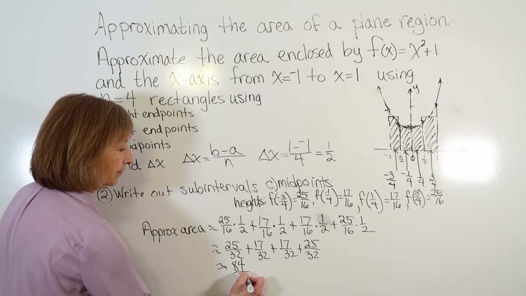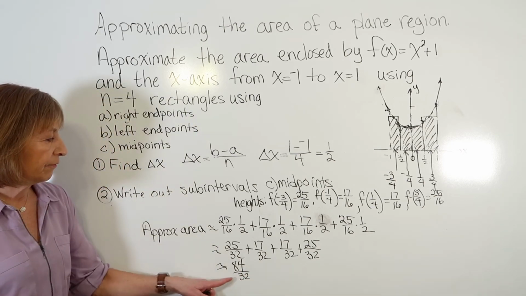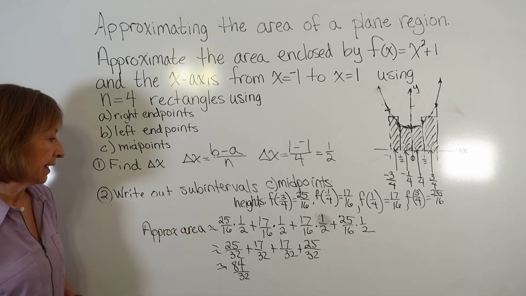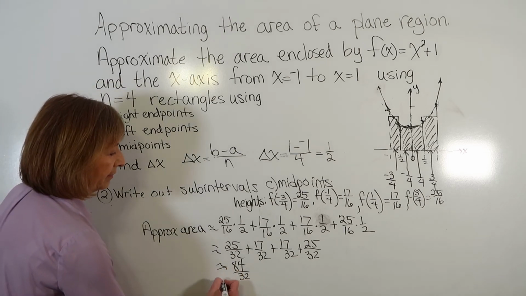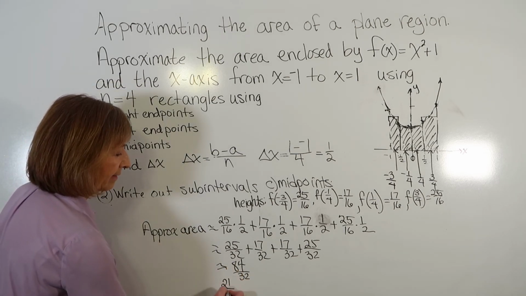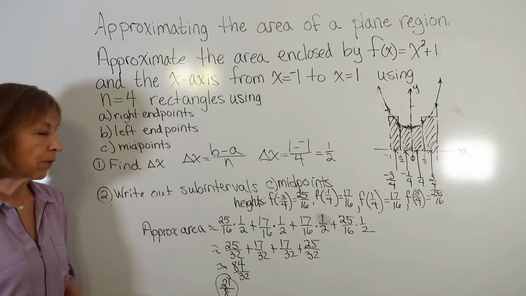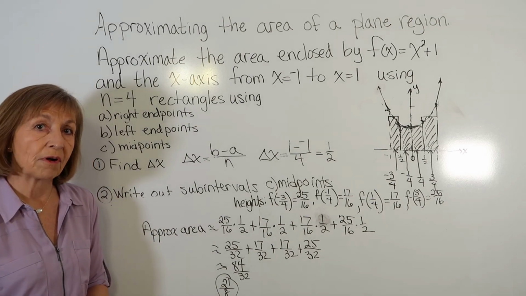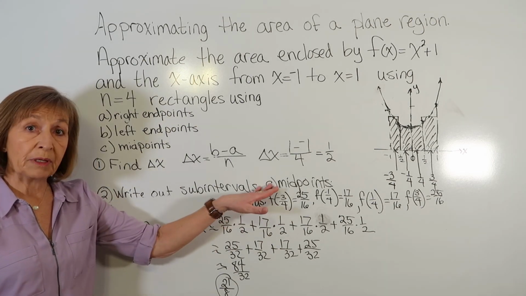which is 84/32. And 84/32 gives me 21/8 for our approximation for that area using our midpoints.